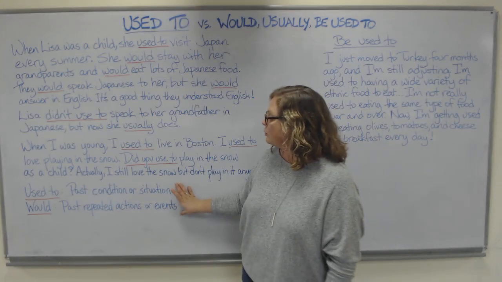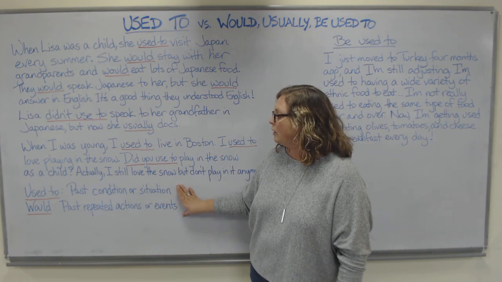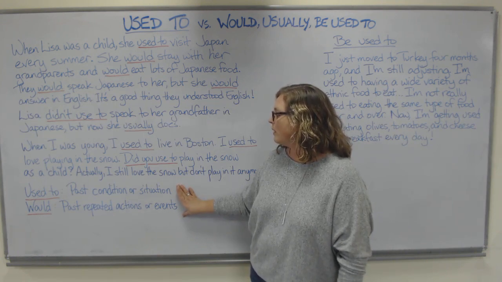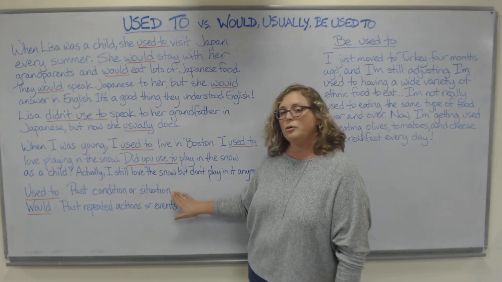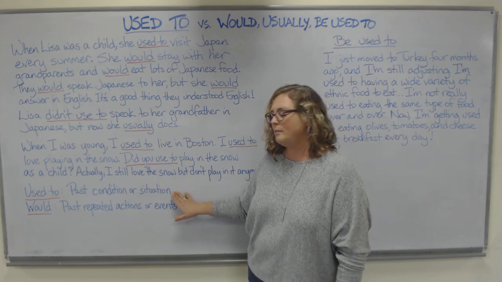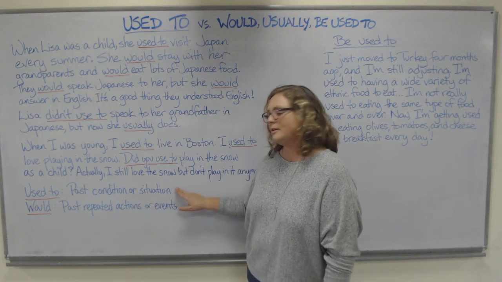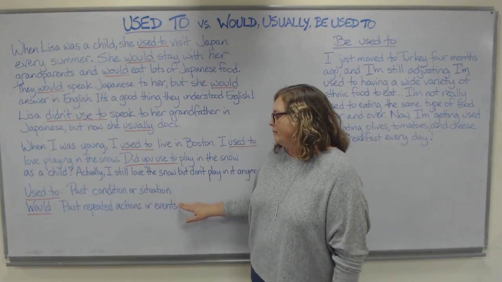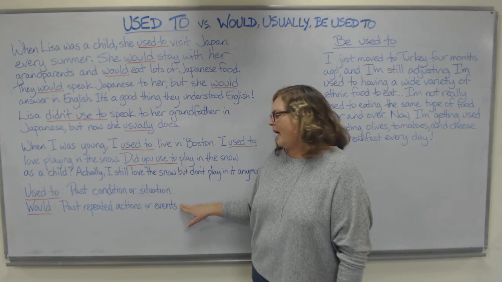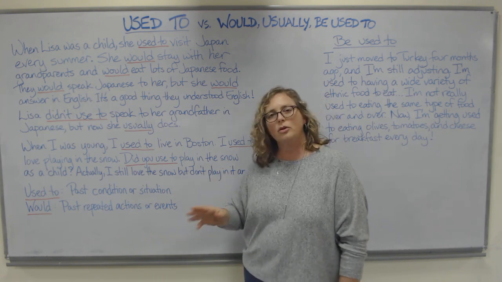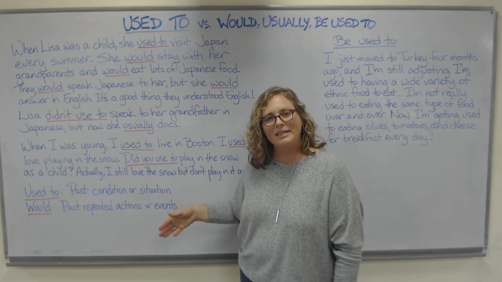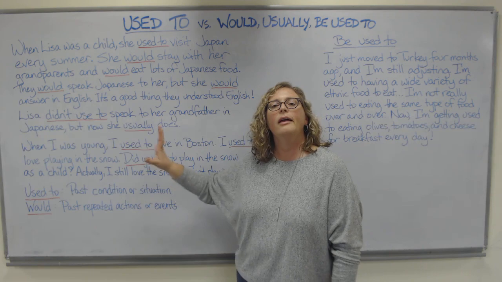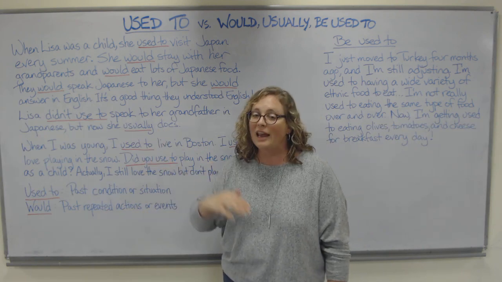Okay, so this is what you want to remember. Using used to for past conditions or situations. You can also use used to for past actions. It's also good. And would just for those past actions or events that are repeated. Both of these give the idea that they're only in the past and not now.